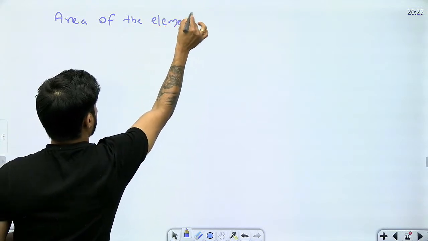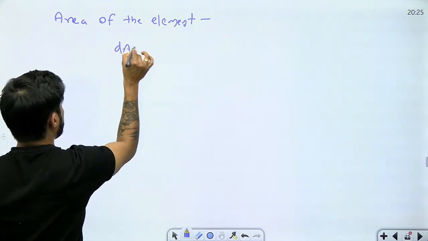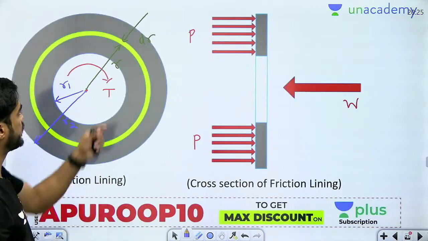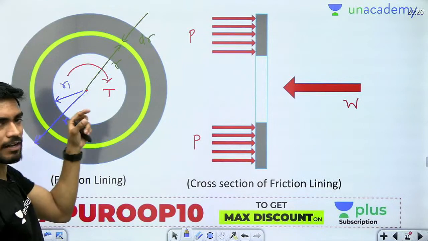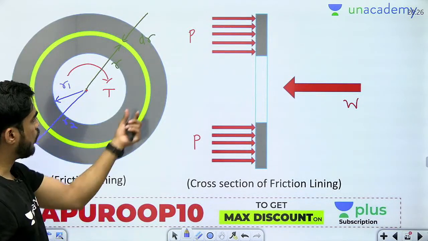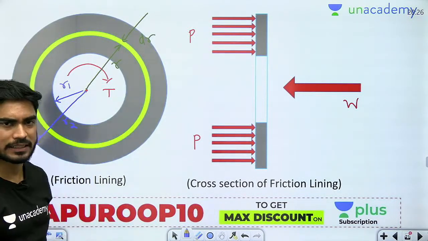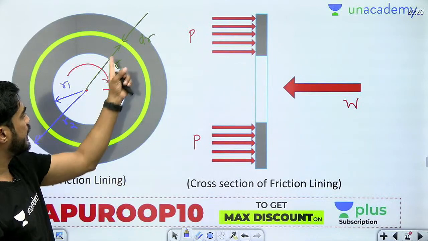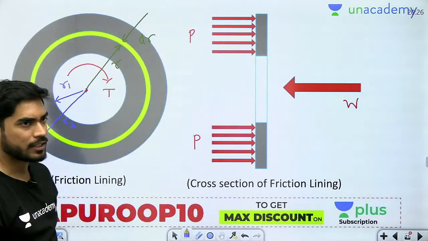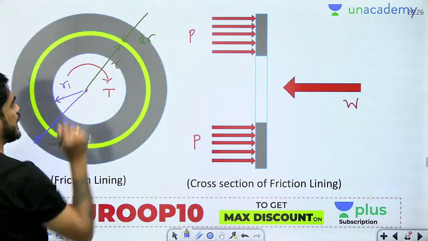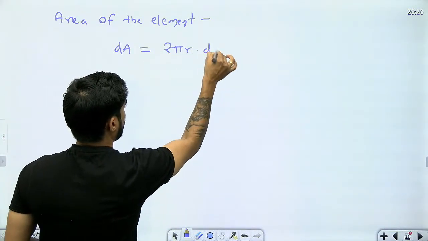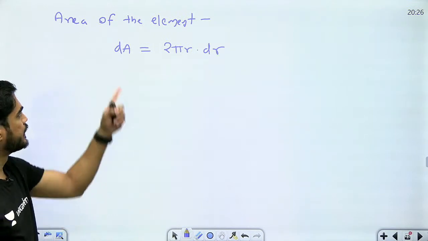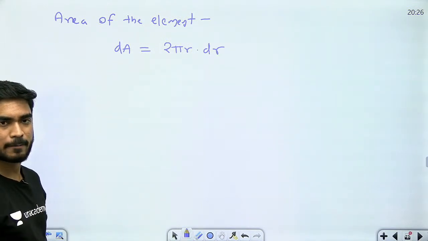That very small element. Area of the element dA will be equal to how much? इतने small area element का ये जो पीला वाला area दिख रहा है, what will be this area? This is a hollow circle with very negligible thickness. So what will be this area? Can I write 2 pi r into dr? Yes, I can write it. 2 pi r into dr. Right? This is the area of the element.